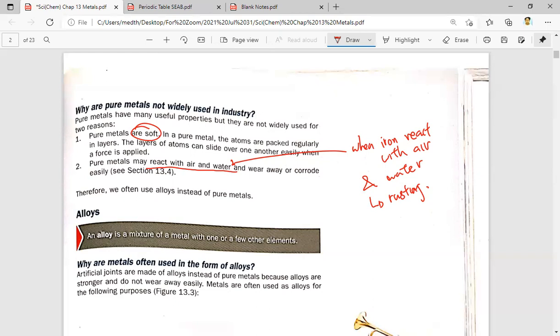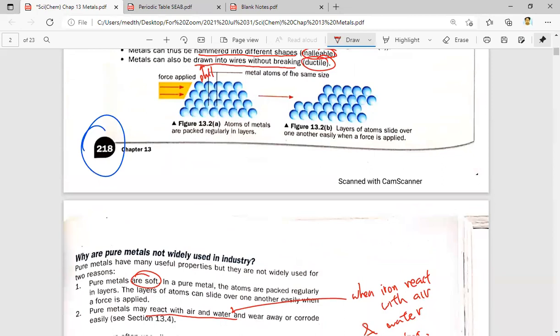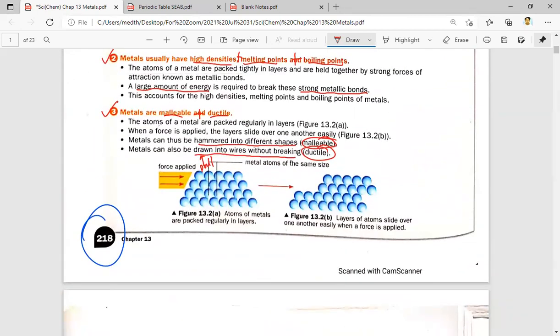Before we go into what alloys are, I want us to go back to this part here. Look at the two diagrams over here. I need you to see that in figure 13.2a, the atoms of the metals are very regularly packed. The atoms of metals are packed regularly in layers. If you only hammer at the top two layers, what's going to happen? You realize that the layers are able to slide over one another easily when the force is applied. So this is the issue about pure metals.